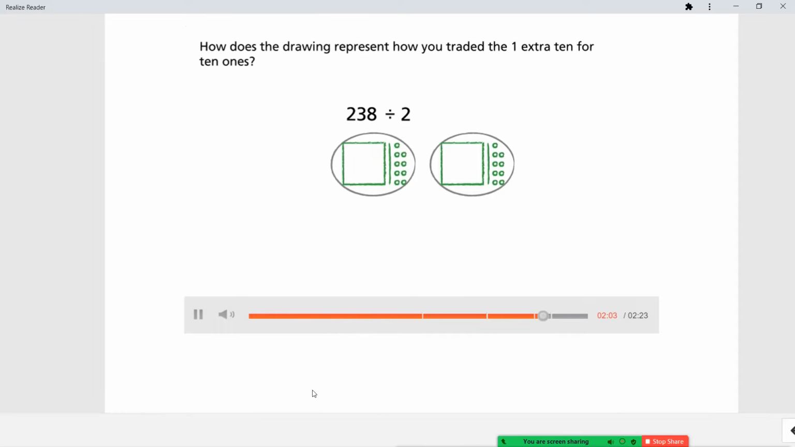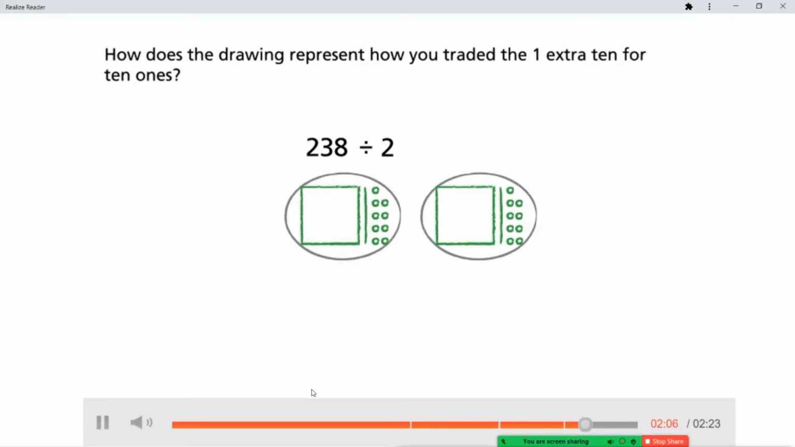How does the drawing represent how you traded the 1 extra 10 for 10 ones?